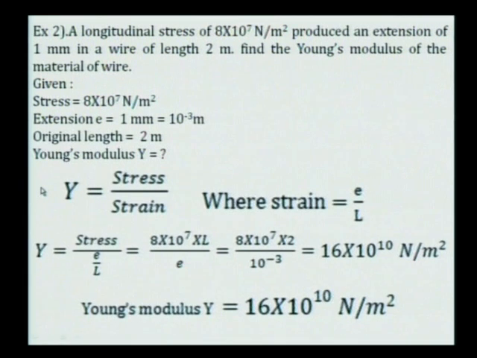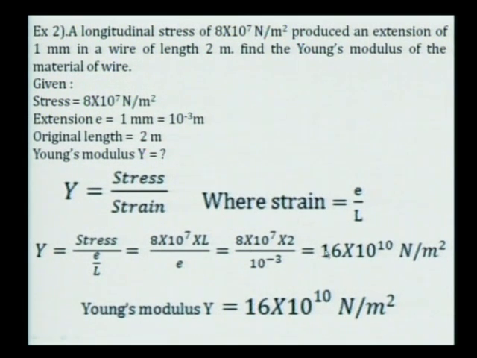Find Young's modulus. Simple. Young's modulus is equal to stress divided by strain. Stress is directly given, and strain is nothing but elongation divided by original length, change in length divided by original length. Therefore, stress is 8 into 10 to the power 7, into the reciprocal: capital L will go up and small l, or elongation, will be the denominator. Therefore 8 into 10 to the power 7, into original length 2, divided by elongation 10 to the power minus 3. You can put it here. Then what will we get?